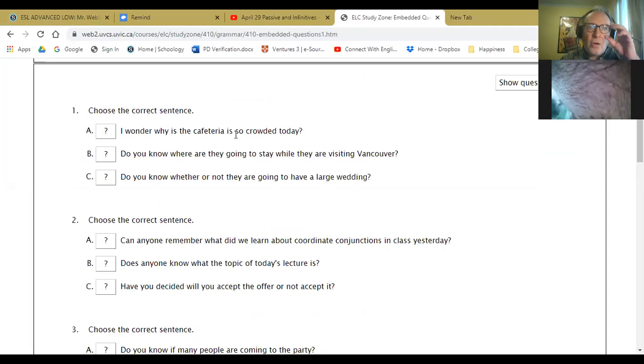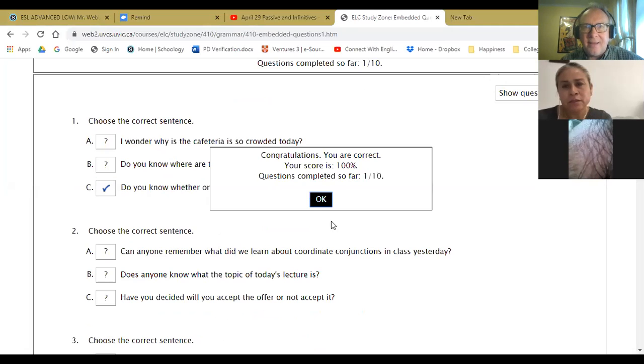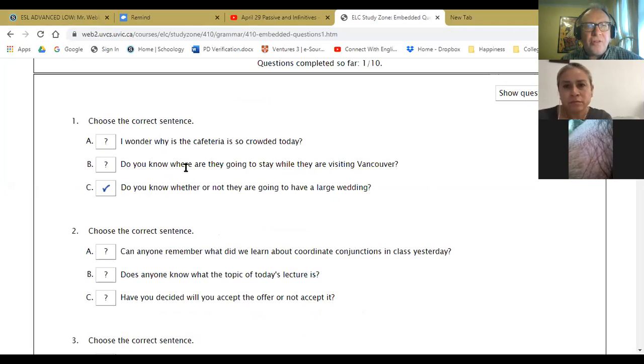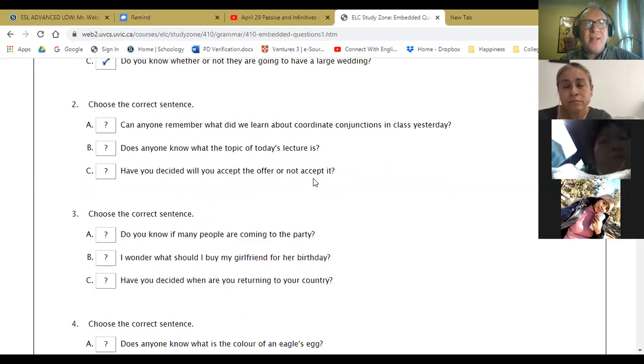All right. So here we have three choices. Which one makes sense? Do you know whether or not they are going to have a large wedding? Exactly, right? Because notice the first two are using question form, right? Why is the cafeteria crowded? Where are they going? I cannot use question form if I have I wonder and do you know. I have to use subject and verb, right? Connector, subject, verb.